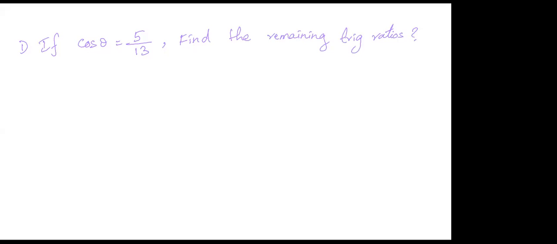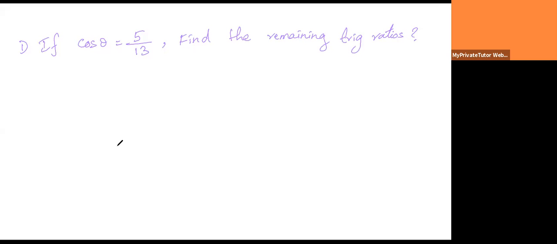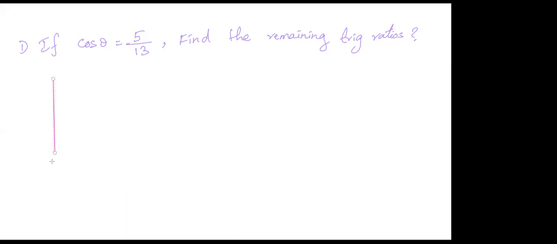Joseph, do you have any idea? So cos inverse 5 upon 13. Okay, so it seems like you're finding the angle, I think. But we need to find all the remaining trigonometric ratios. No need to find the angle here, Joseph. You got my point, no? Yeah, I got it. Okay.